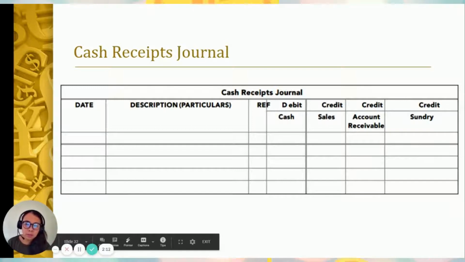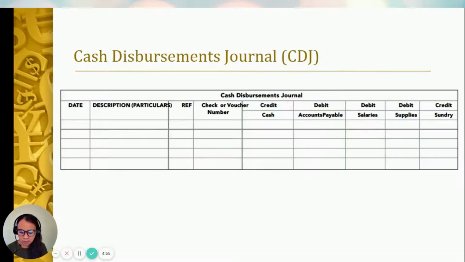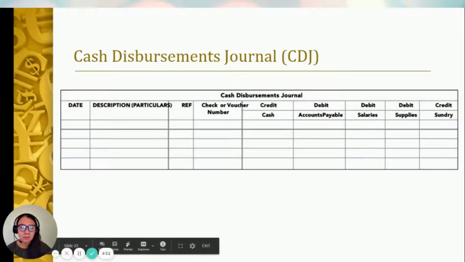The information that you're going to put in this cash receipt journal should come from a source document, and the main source document for this journal would be the official receipt or the cash receipts that the business issued to the customers. Second special journal is the cash disbursements journal.